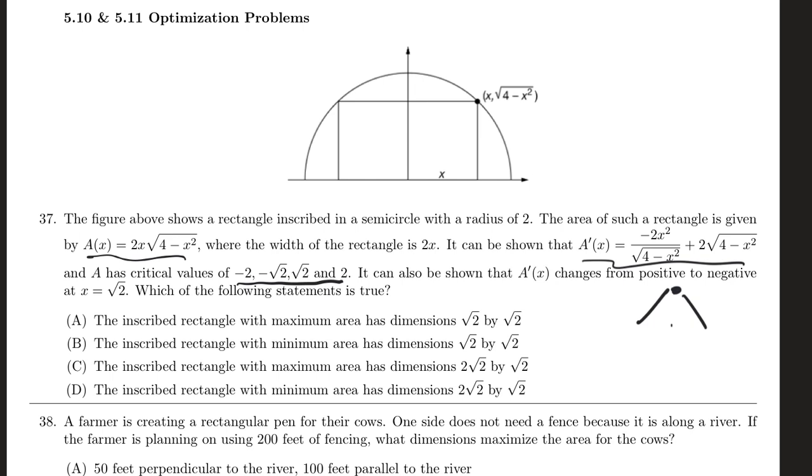So what is the actual interpretation? Well, first of all, if our derivative is going from positive to negative, I'm talking about a maximum. So automatically B and D are out. So now I need to know, are my dimensions going to be the square root of 2 by the square root of 2, or the 2 square root of 2 by the square root of 2?